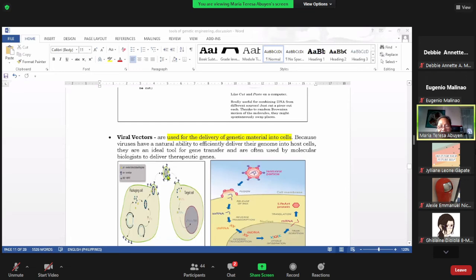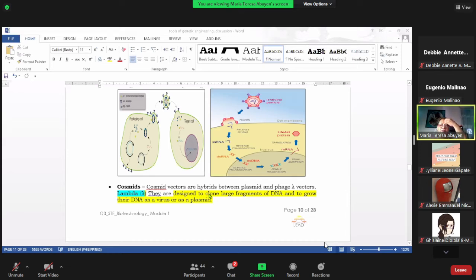Foreign gene, gin-modify na hiya, gin-genetically engineer na hiya. So may add na hiton dida desired gene, magamit hin virus, then the virus will inject its DNA into the bacterium. The DNA with the foreign gene will then be incorporated into the plasmid of the bacterium.